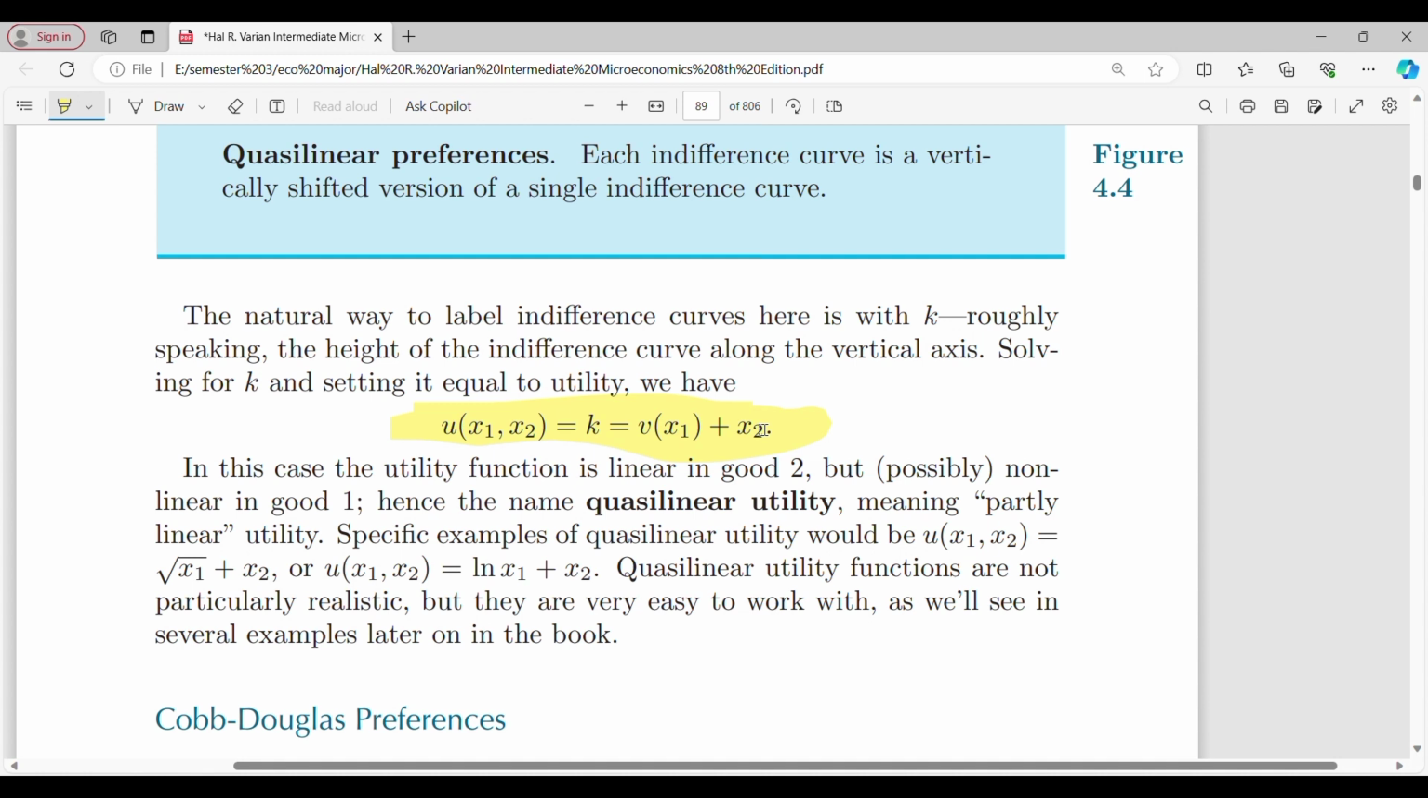In this case, the utility function is linear in good 2 only. Most possibly, good 1 will be non-linear. That is why this got the name quasi-linear utility. A specific example of quasi-linear utility would be u(x1, x2) equals root x1 plus x2. Cool. That's it.